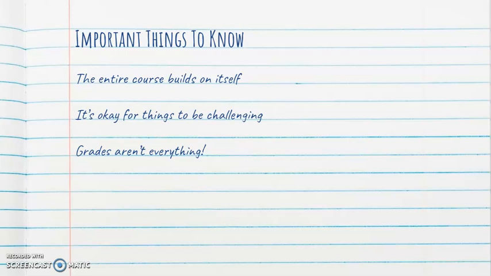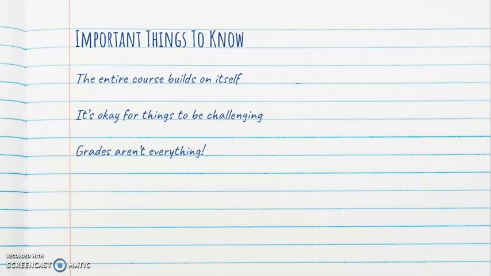The first and very most important thing is that the entire course builds on itself. That means that you're going to need to know Unit 1 in order to do the rest of the class. You're going to need Unit 2 to do the rest of the class. So it's going to be really important that you're asking questions and making sure you understand the unit while we're in it instead of waiting until the next unit or just trying to blow it off.